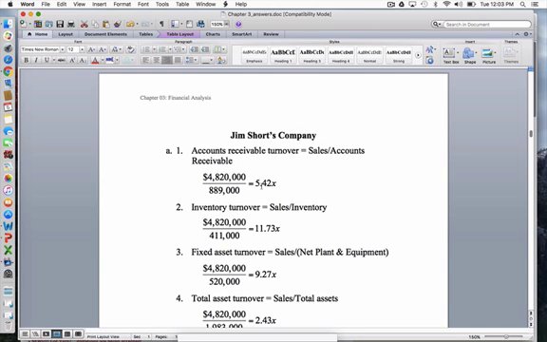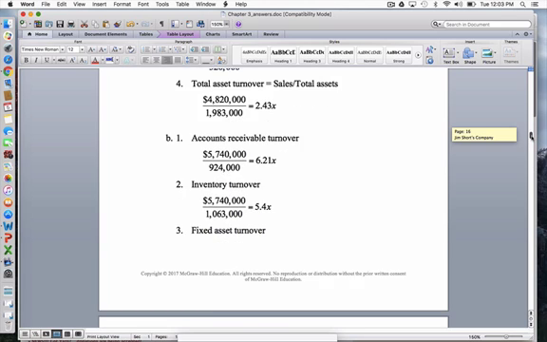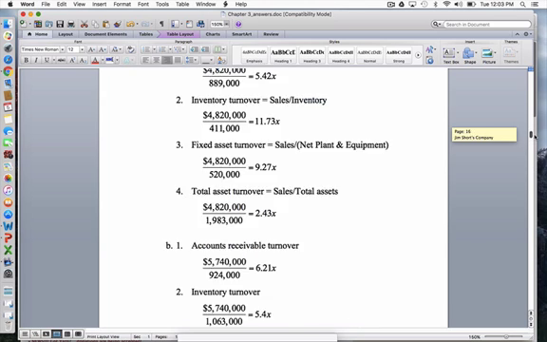Accounts receivable turnover year 1 is 5.42. Accounts receivable turnover year 2 is 6.21. So from here to here, we have a slight increase in accounts receivable turnover. So that's good. That means you turn over a receivable faster.